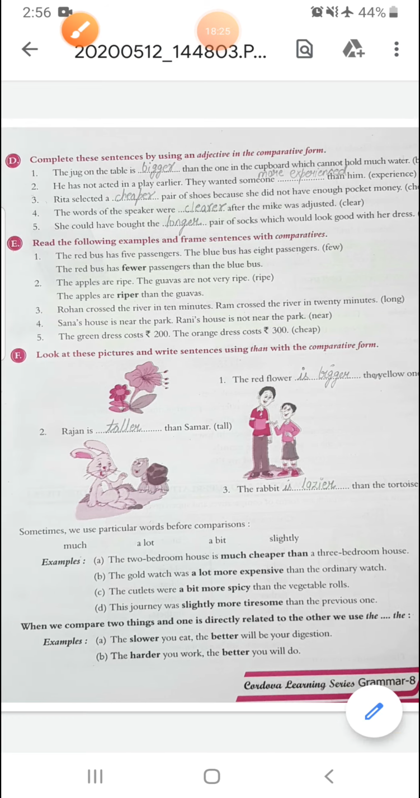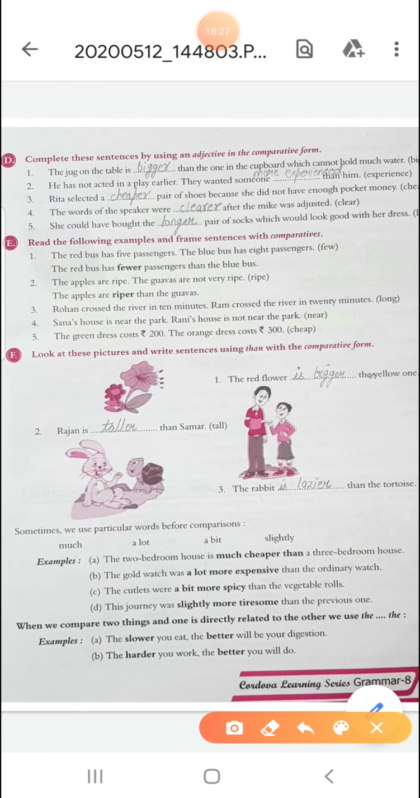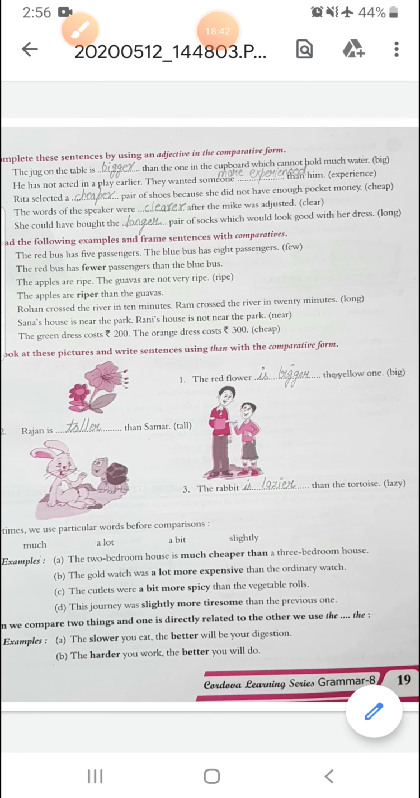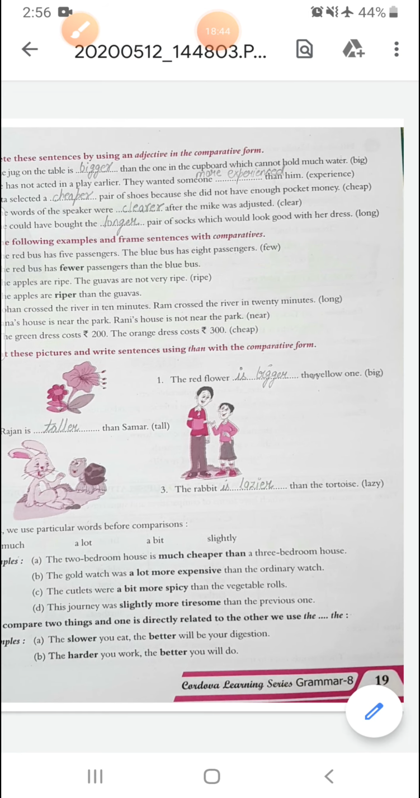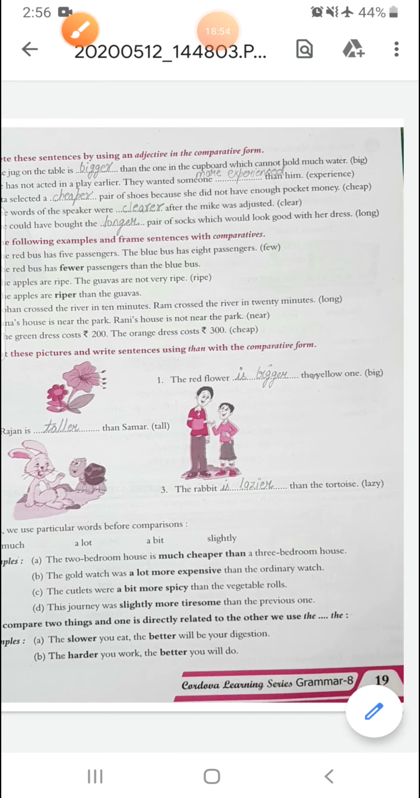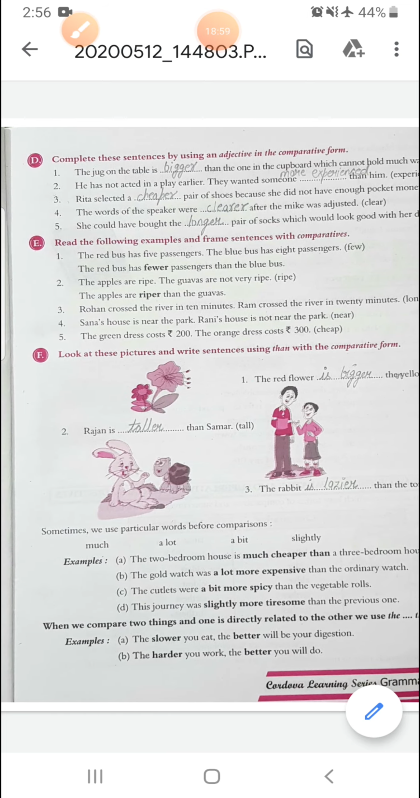Alright. Then see this second image. I believe this one is Rajan, and this one is Sameer. So Rajan is taller than Sameer. Then you can see the third one, that is here, and you have to see this image. The rabbit is lazier than the tortoise. That is why the tortoise won the race. You have heard this story.